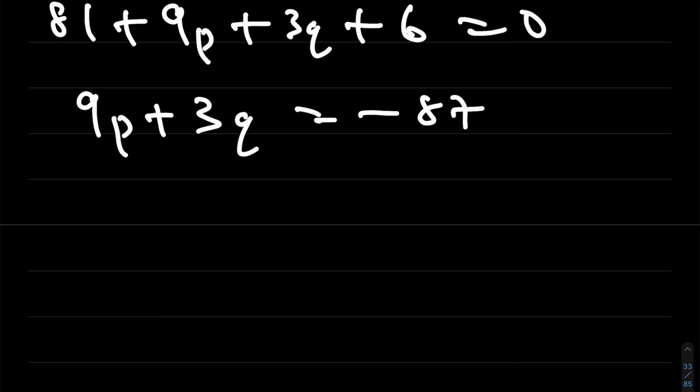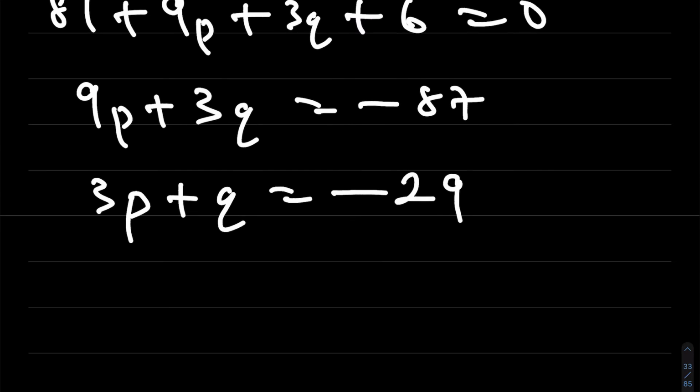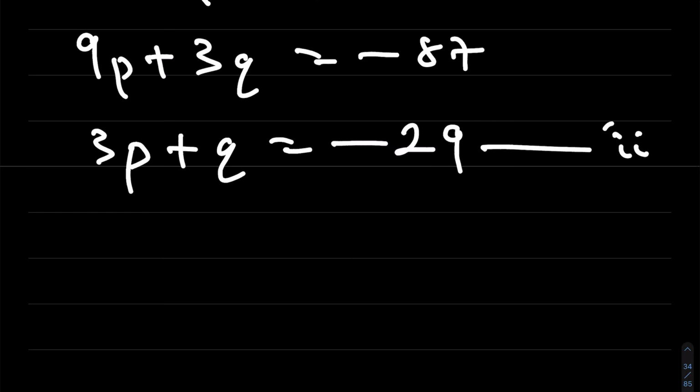3 in 87, 2, that's 6, that's 29. Okay, I divide through by 3 then. That means 3p plus q equals minus 29. And this is equation 2.